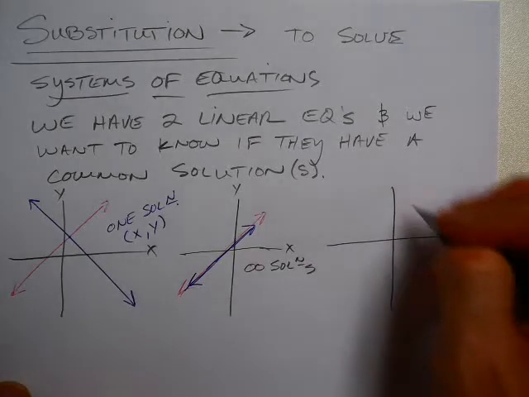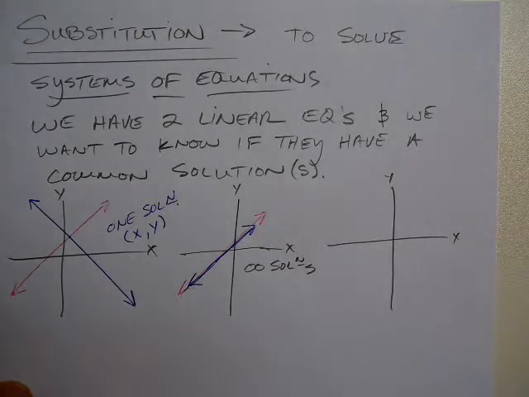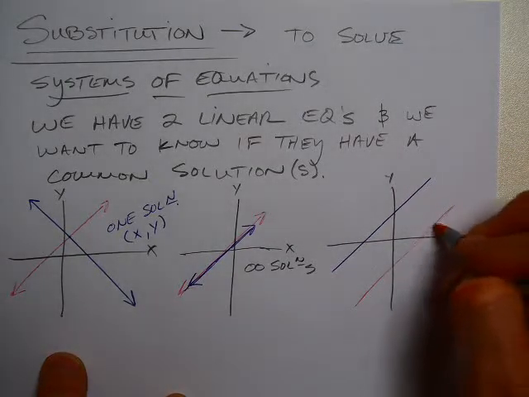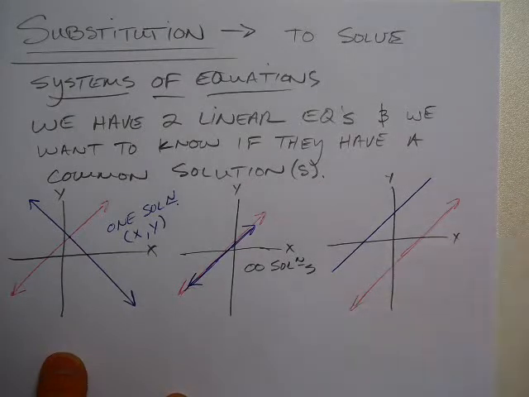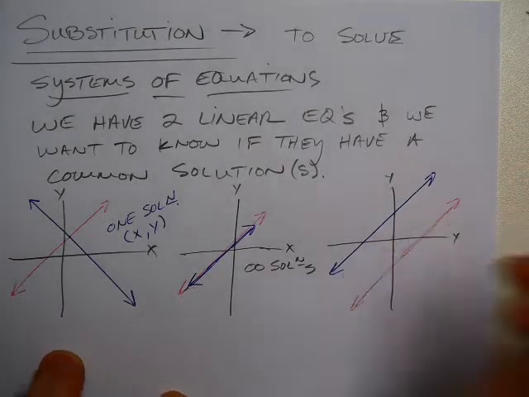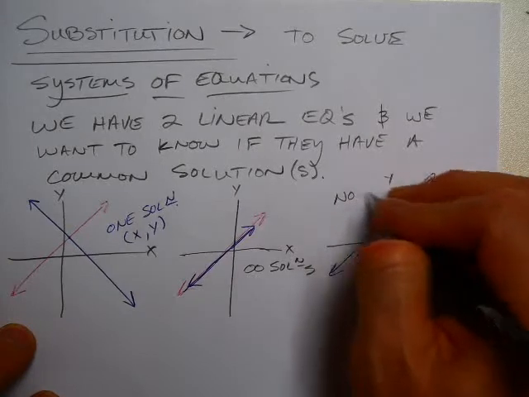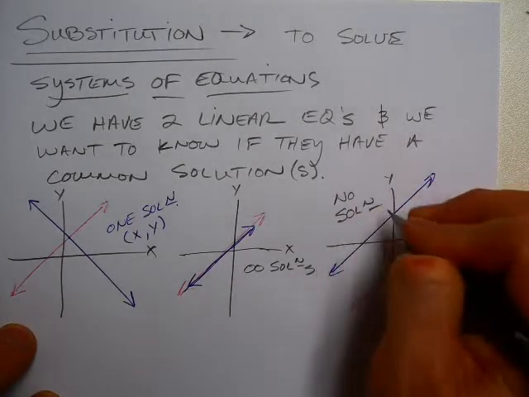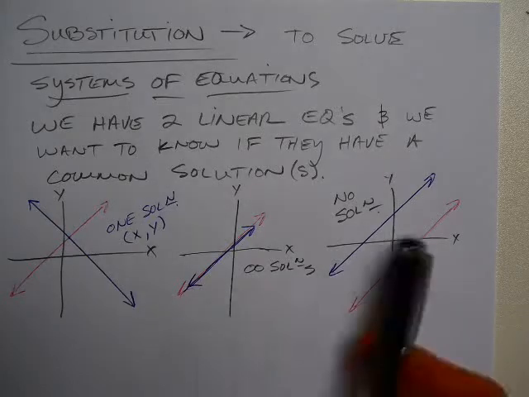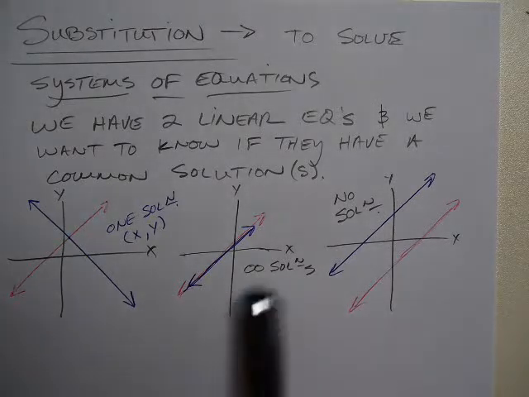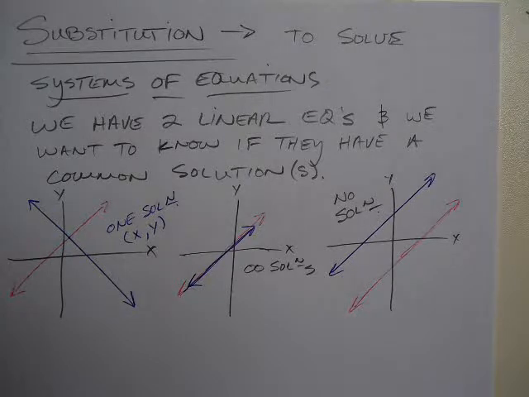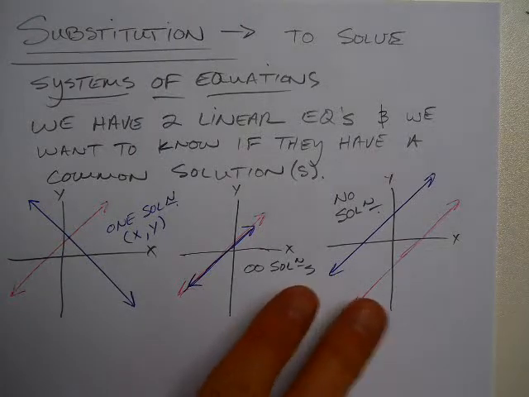If we have two lines that never cross, this would be no solution, or no solutions. And we'll see situations where these come up. We've actually seen them before, but I don't know that we would have necessarily connected it to a graphing idea. Now, this thing here, these are parallel.